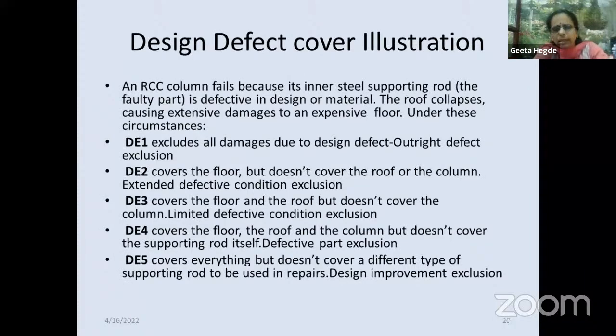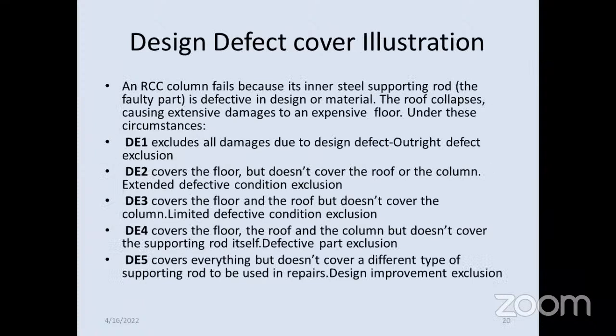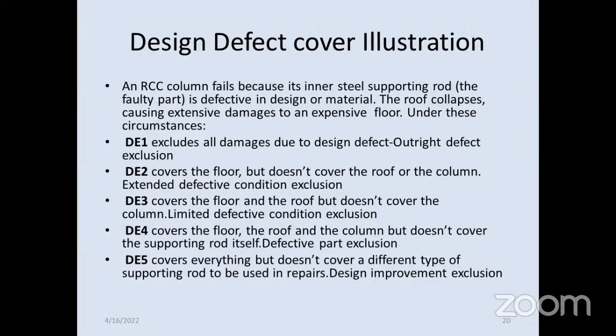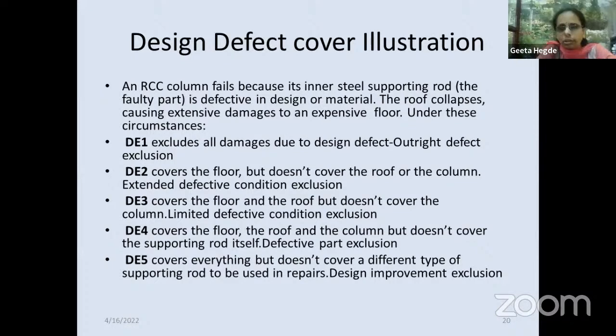First we have to understand the 1, 2, 3, 4. The one exclusion in the policy is that when there is some damage due to defect in the design, that portion gets excluded. However, damage to the other parts can get covered under the policy. This design defect cover exclusion is DE 1, 2, 3, 4, 5.